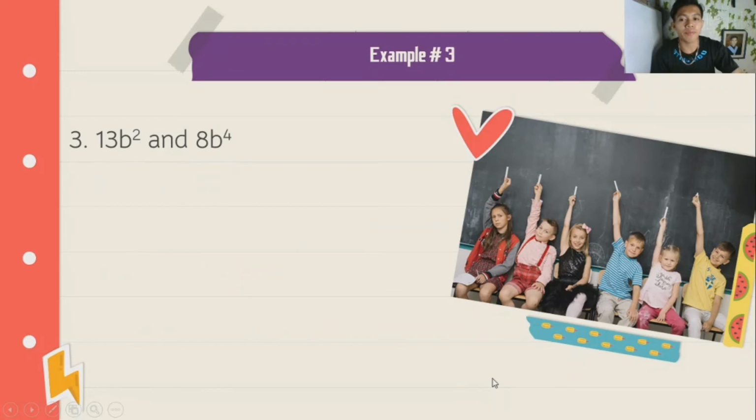Okay? Next, number 3 tayo. 13b squared and 8b raised to 4. Unahin natin si 13. Si 13 ay walang ibang common factor or walang ibang prime factor, no? So, 13 lang yan o kaya 13 times 1. So, 13 and then ilang b? 2 daw, no? B squared, that is 2b. Dalawang b.